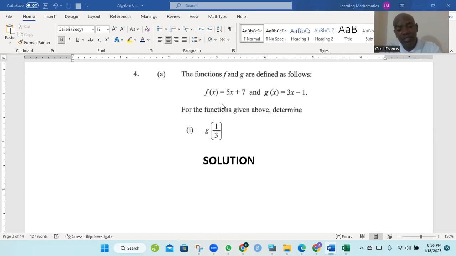For example, this question here says, the functions f and g are defined as follows. f of x is equal to 5x plus 4 plus 7, and g of x is equal to 3x minus 1. For the functions given above, determine g of 1/3. So we're going to solve what is g of 1/3. So please pause the video and copy down this question, and then we'll move forward.